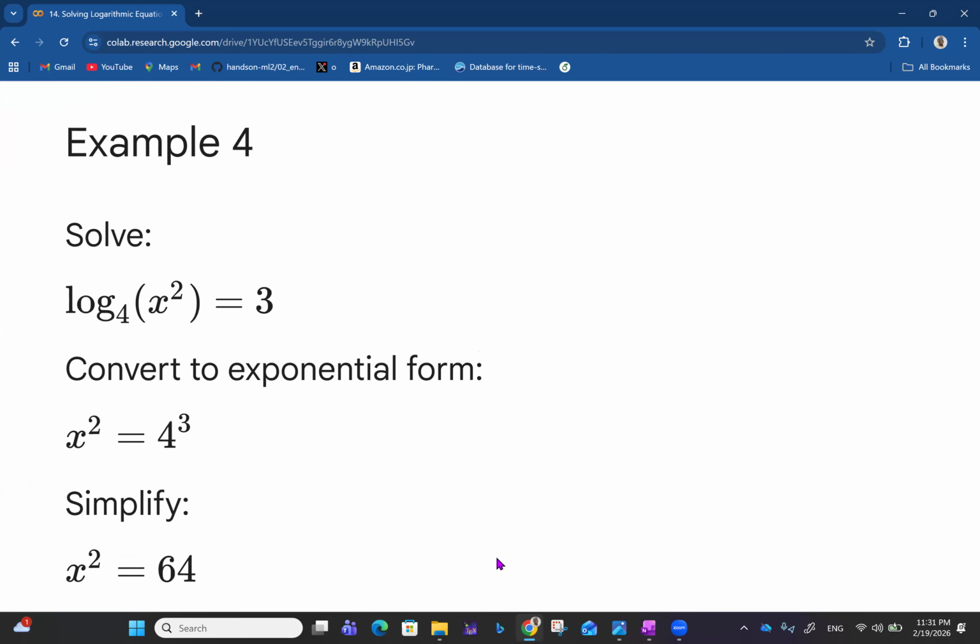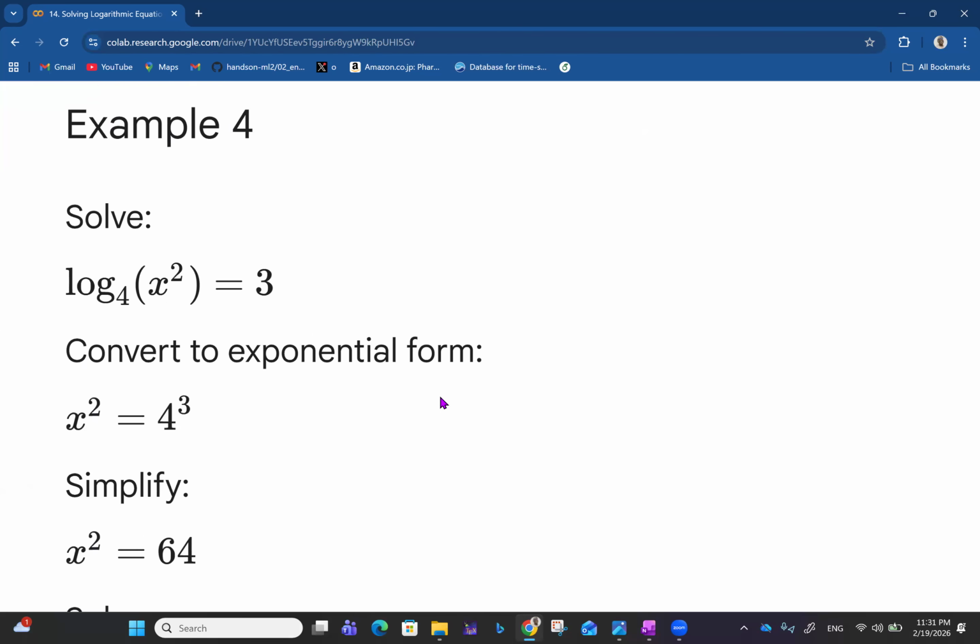Let me go for example 4 again. For example 4, we want to solve log x squared to base 4 equals 3. If you convert to exponential form, we have x squared equals 4 raised to power 3. That is 4 carries 3 on its head, so to speak. And then you have x squared equals 4 raised to power 3. That's 4 times 4, 16, times 4, 64. So x squared is 64.